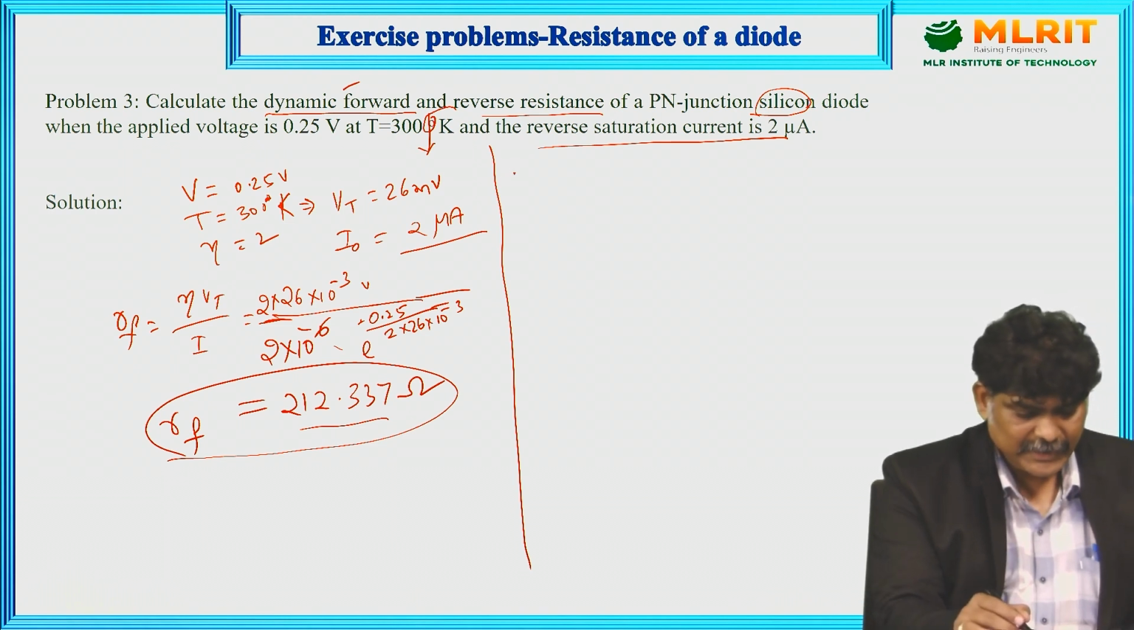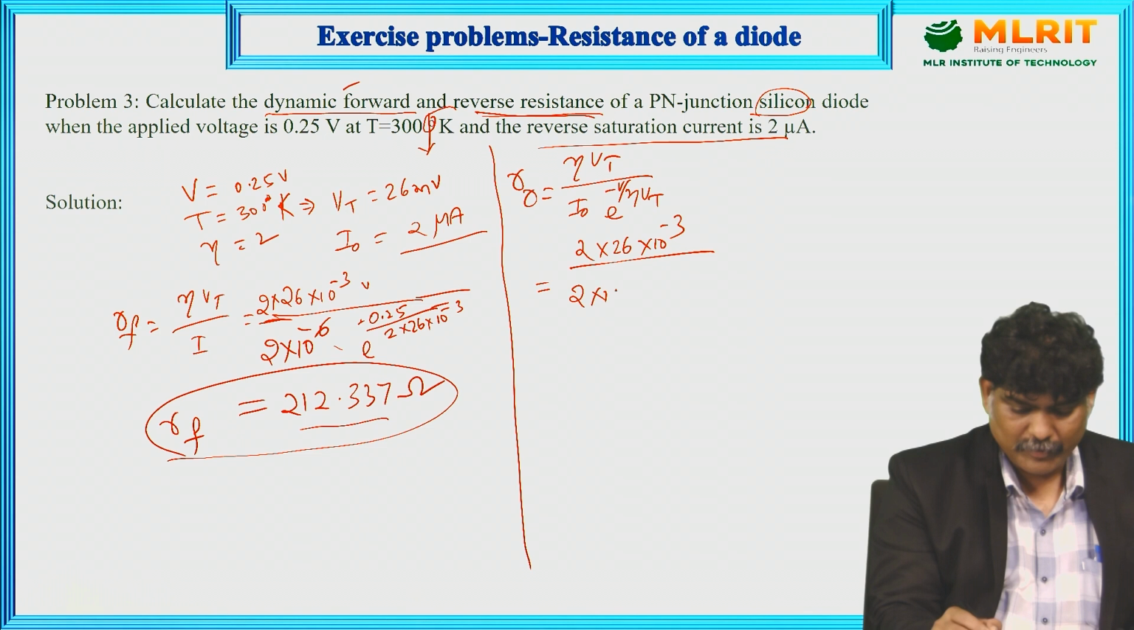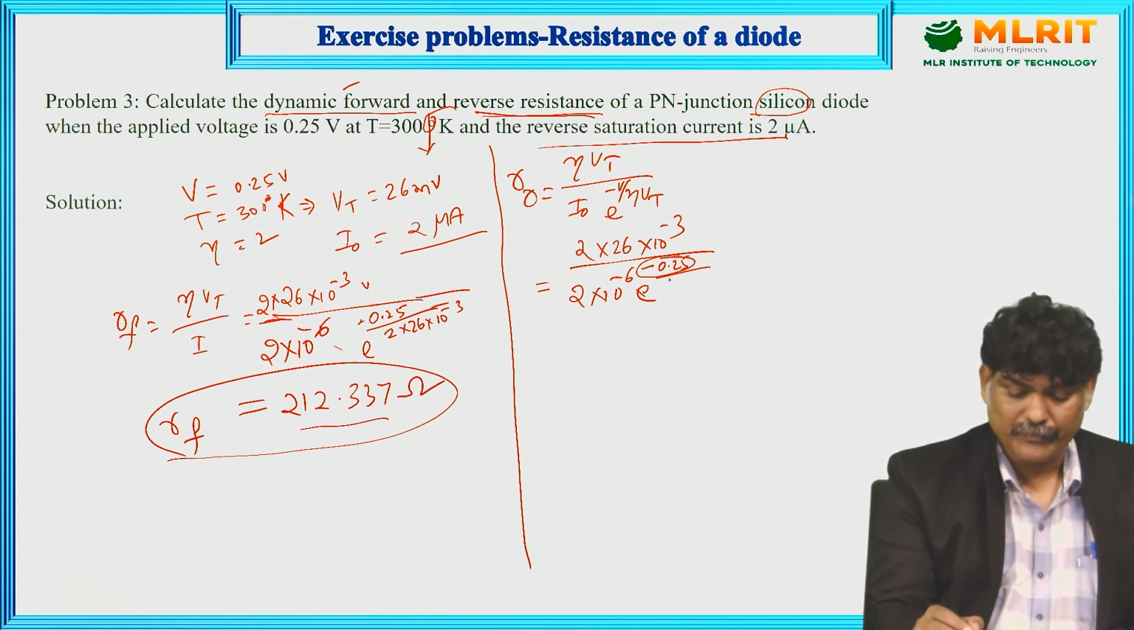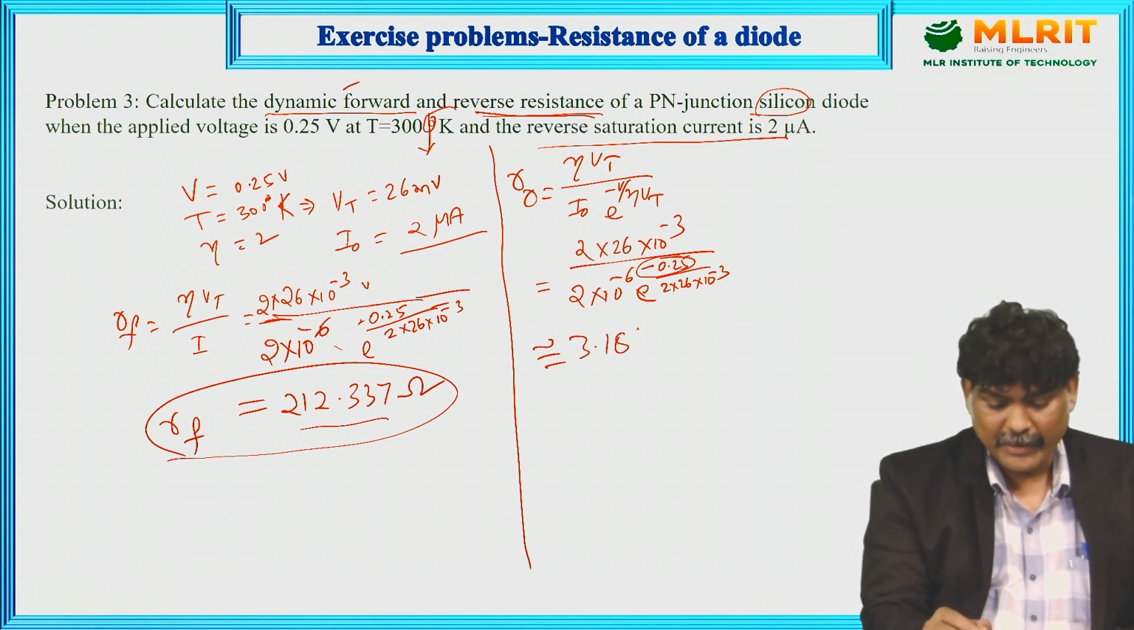So in the second case, reverse resistance. In reverse resistance, Rr is given by eta Vt by I, where I means I naught into e power minus V by eta Vt. That is equal to 2 into 26 into 10 power minus 3 upon 2 into 10 power minus 6 e to the power minus 0.25. Here we have to use the V minus value, the input applied voltage minus voltage. So minus 0.25 by 2 into 26 into 10 power minus 3. So this gives you approximately 3.18 mega ohm.